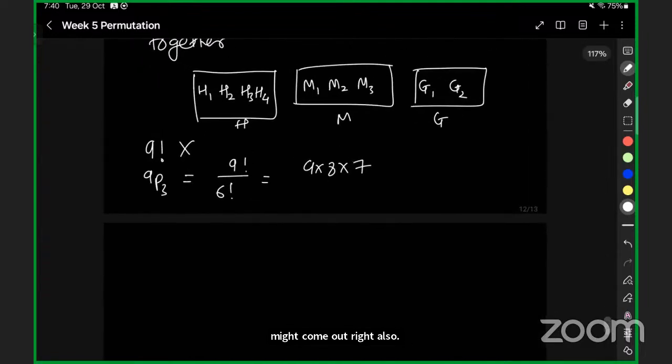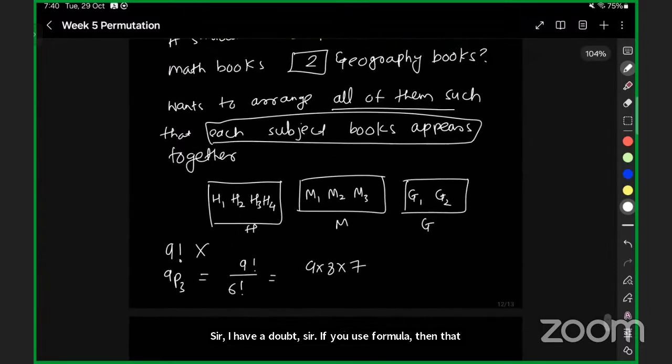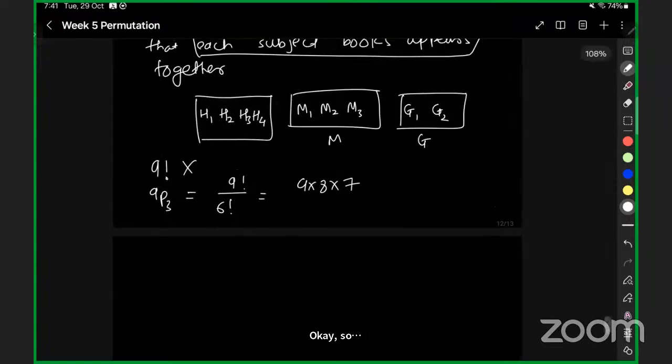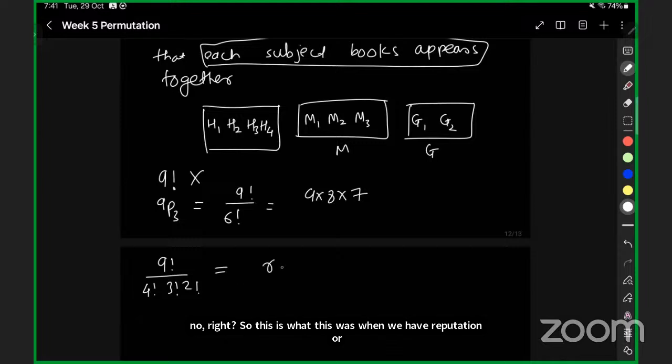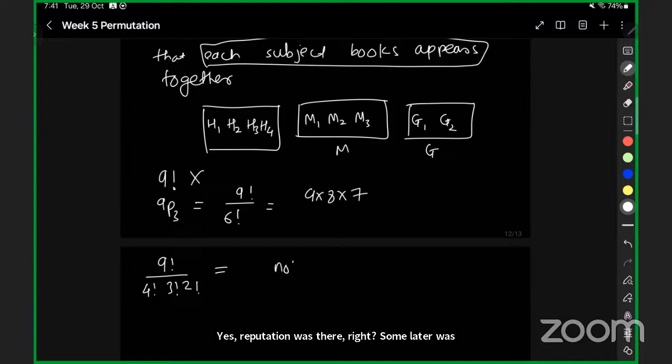Sir, I have a doubt. We have 4 history books, 3 math books and 2 geography books, so they are distinct. Every book is distinct, but each subject's books should appear together. So don't we write 9 factorial by 4 factorial into 3 factorial into 2 factorial? Is there anything repeating in this case? No, sir. So this formula applies when we have repetition, when some letters were repeating or not distinct. So that's why it's wrong.